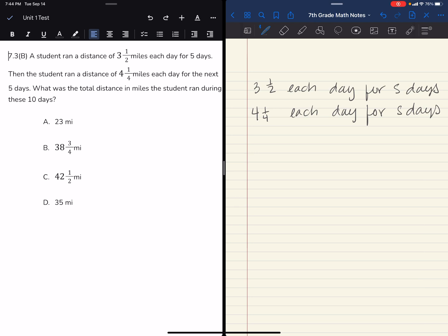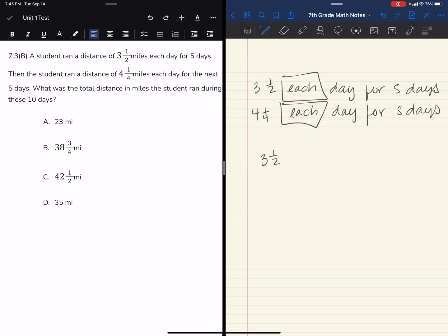So 3½ each day, we all know that each means to multiply. I am multiplying miles times days or per day, and I have 5 days. So I'm going to multiply 3½ times 5 and 4¼ times 5. And since my answer is in fractions, I'm going to keep everything as a fraction.